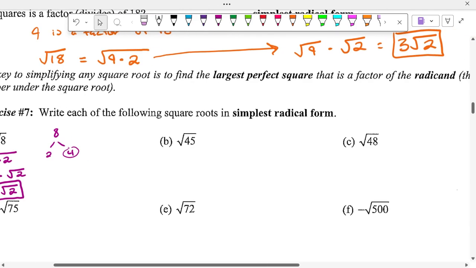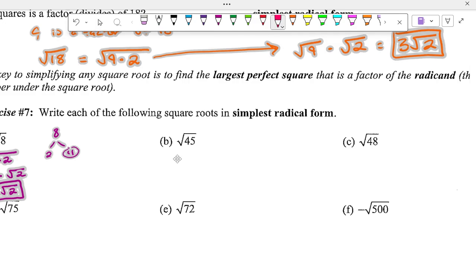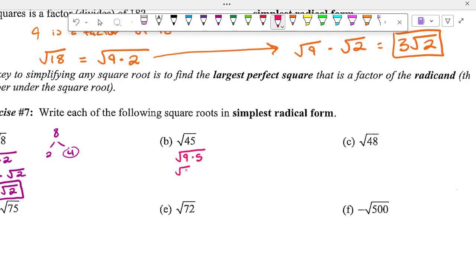What about 45? 9 and 5 would work. So we got square root of 9 times 5. Square root of 9 times the square root of 5. So what's my answer? 3 times the square root of 5.